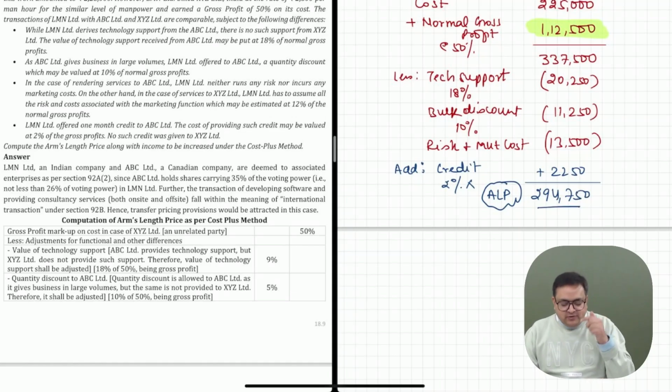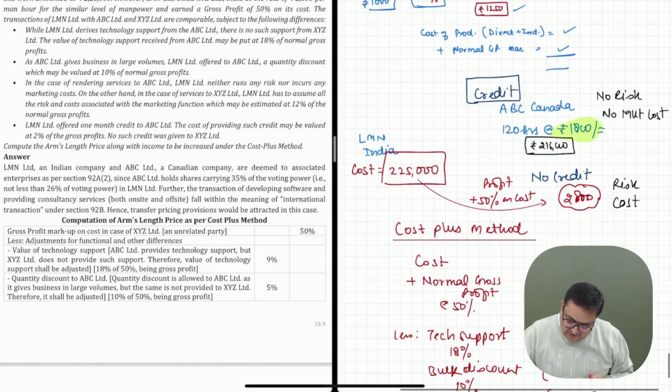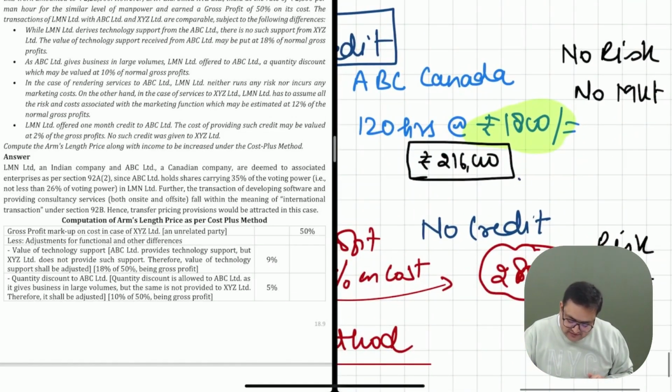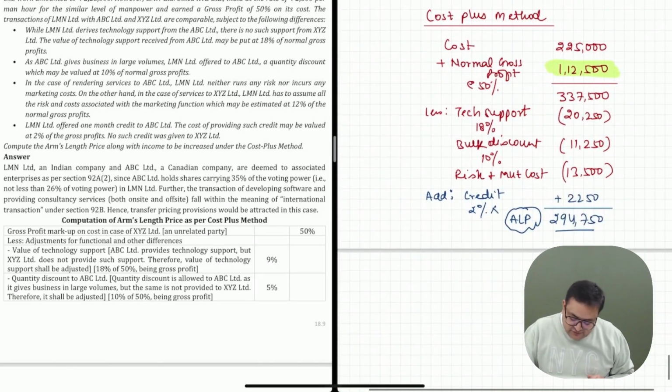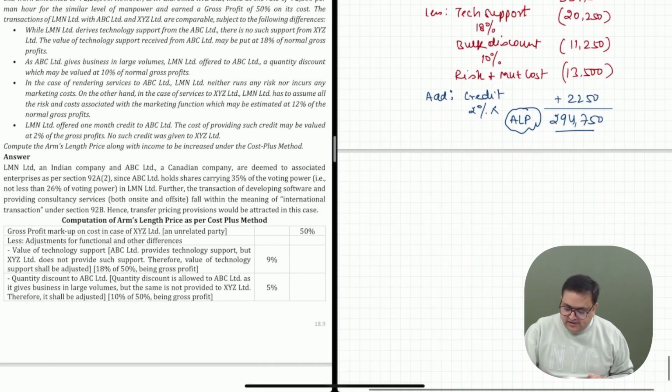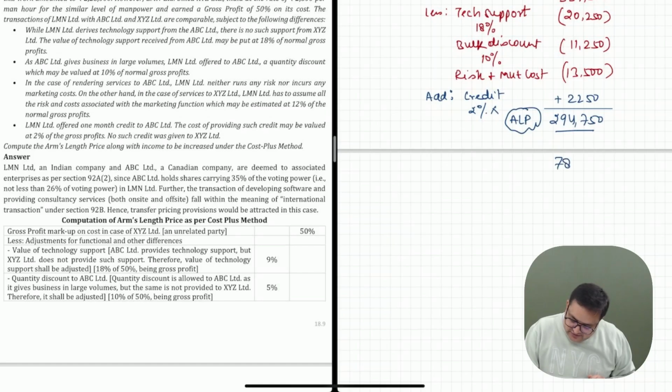And please, guys, now tell me how much we have charged. We have actually charged only 2,16,000. We have charged only 2,16,000. So we have charged less. So we have to actually increase our income by 294,750 minus 2,16,000. It would be 78,750. By this amount we will increase our income.